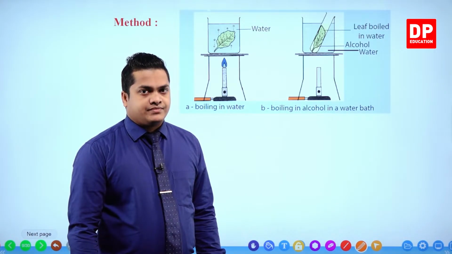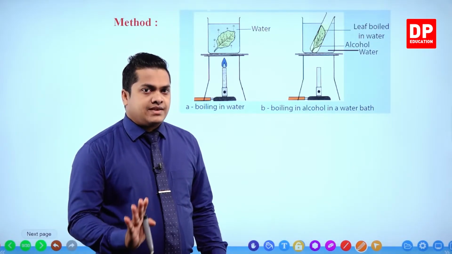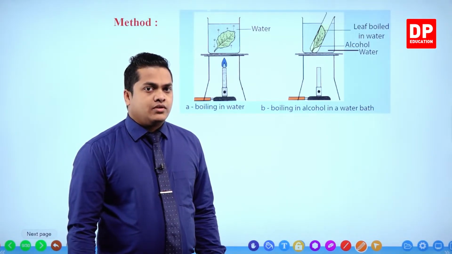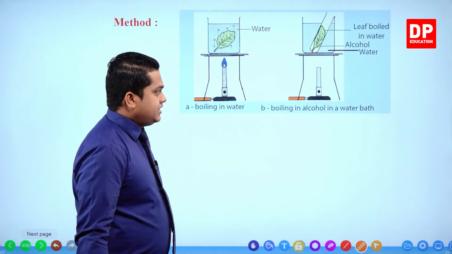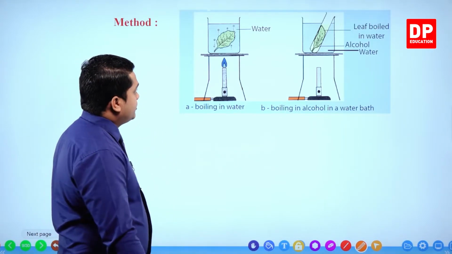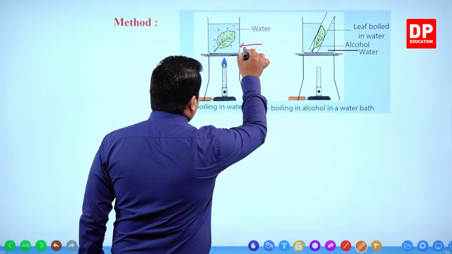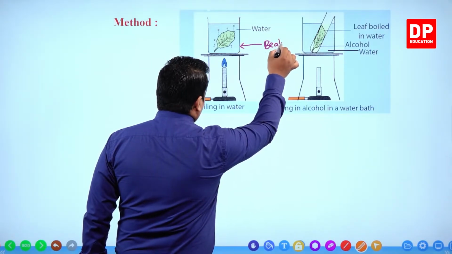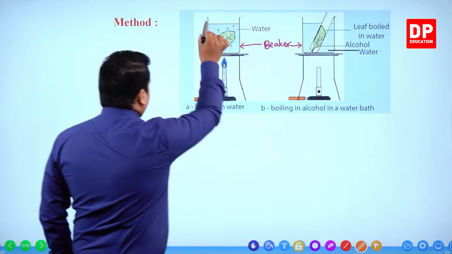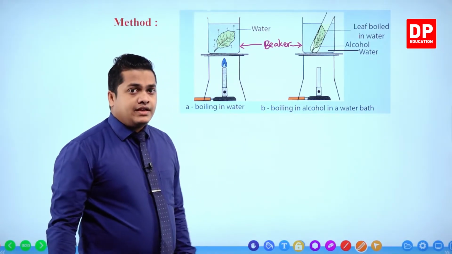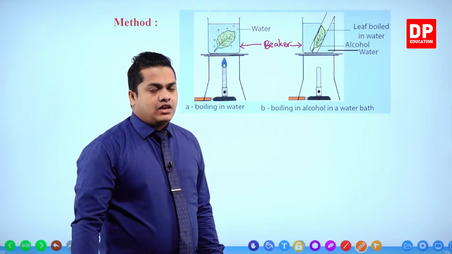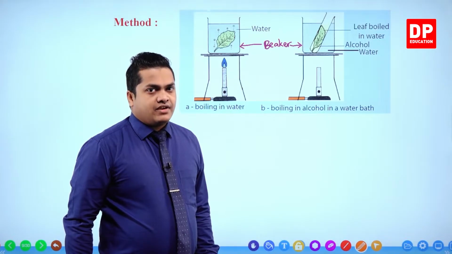There are several steps. I'm going to explain step by step how to prepare this plant leaf for the test of starch. Now let's see what is the first and foremost step. It's really simple. You just take the beaker. This is the beaker, right? In the first step, dip the green leaf inside the water in the beaker, and you have to boil it very well.